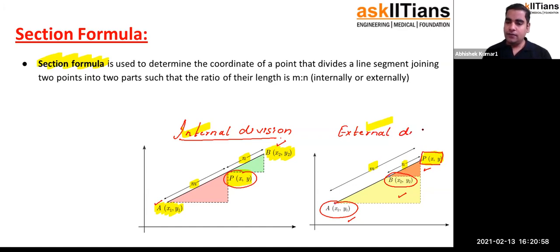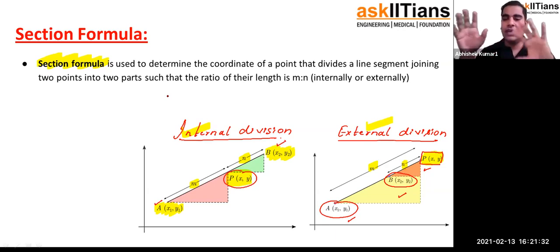So broadly speaking, what are we going to cover? Let us quickly do the recap. Section formula will help us to find out the coordinates of a point which is dividing a line joining any 2 points in a certain ratio. And when it comes to such a point, you have two sub cases. One is a case of internal division, when the point which is dividing the line joining any 2 points is lying between A and B, on the line.